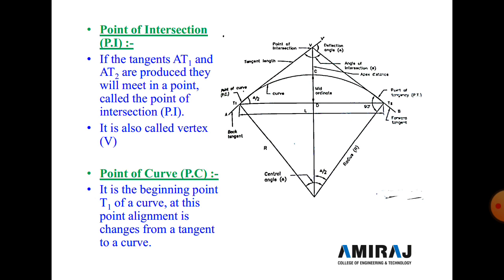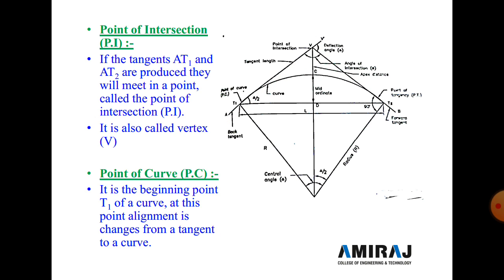Next is the point of intersection, PI. So what is the point of intersection? When two lines, this one and this one, are joined at a single point. So if the tangents AT1 and AT2 are produced, they will meet at a single point called the point of intersection, PI. Clear? It is denoted by V, and it is also called the vertex point V.